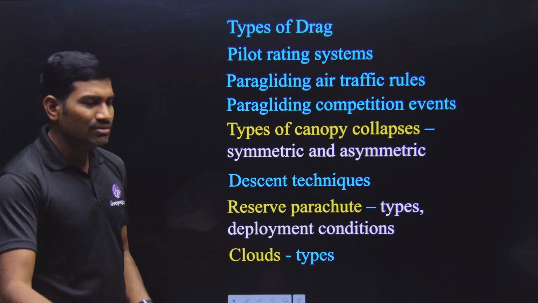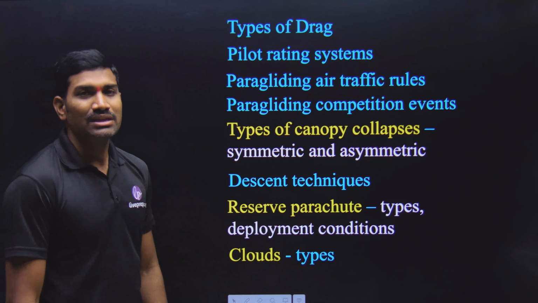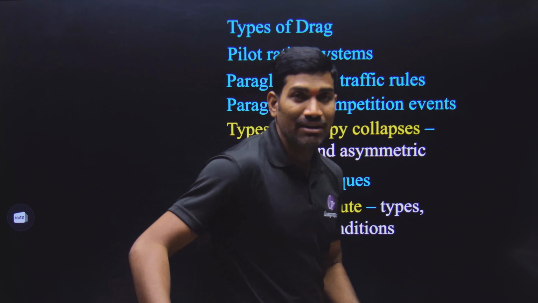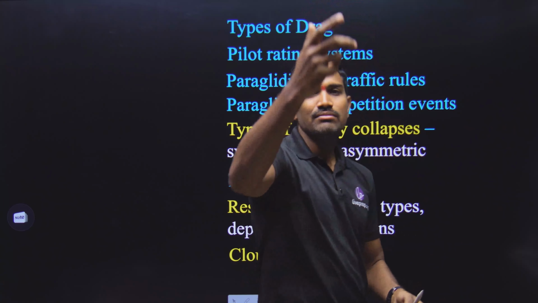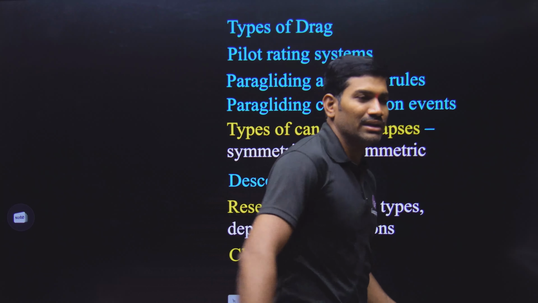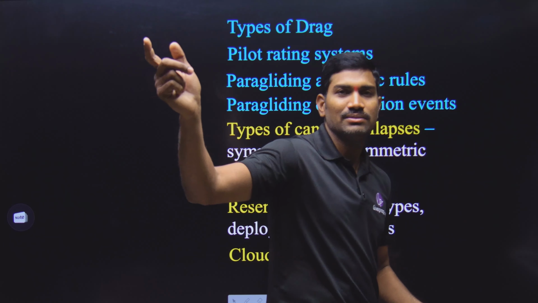Observe them. Watch the videos. You will understand them. Next one regarding the reserve parachute. Always you are having a reserve parachute. Generally on the right side, you are having that handle, and then you can pull it. Yes or no? You can take it and then you can throw it like this.